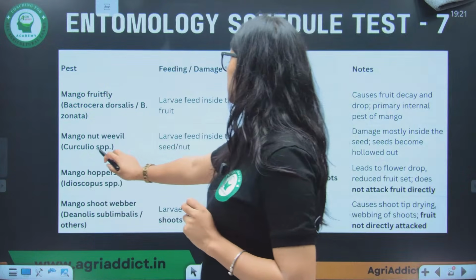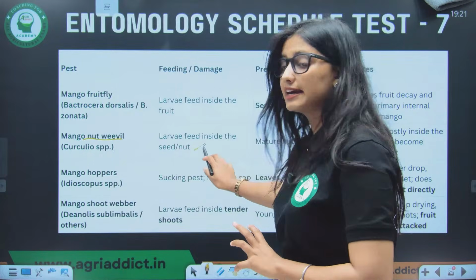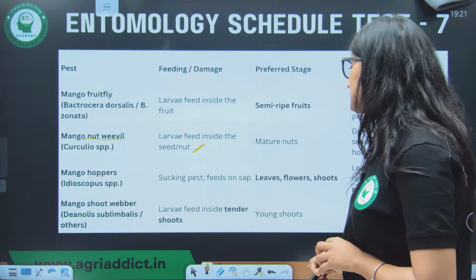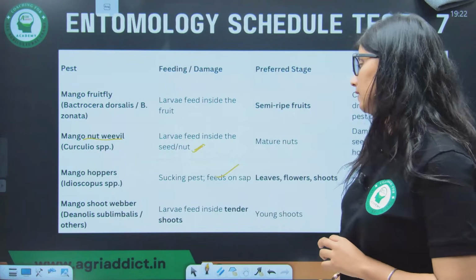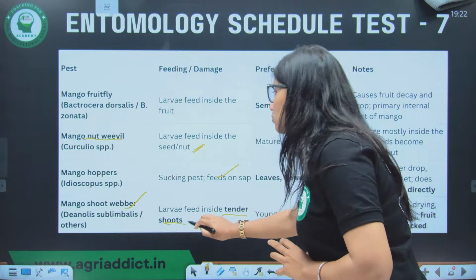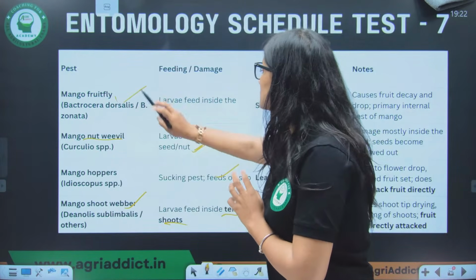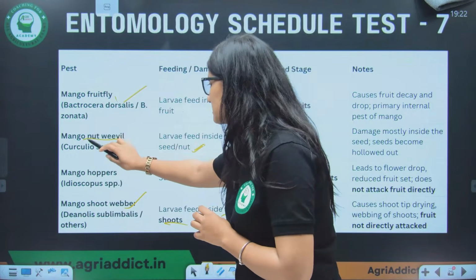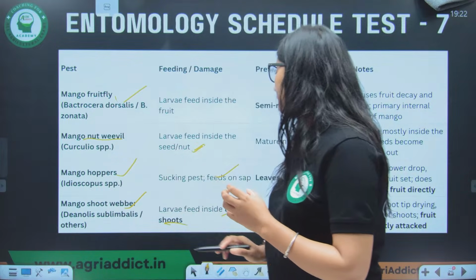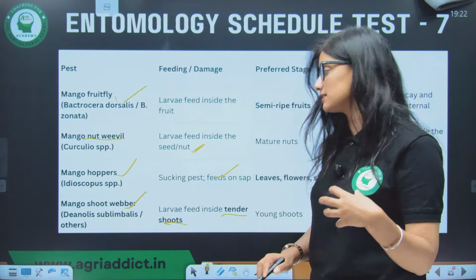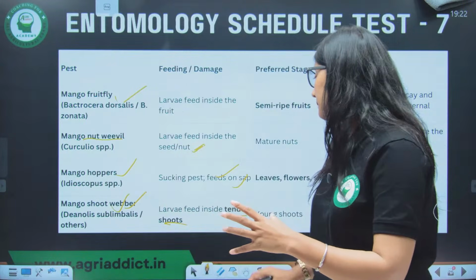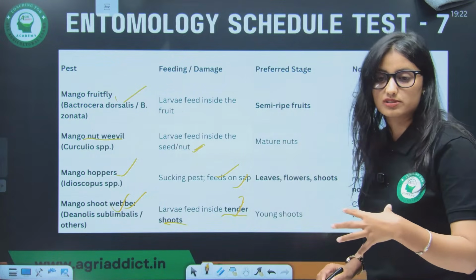So what about this mango nut weevil? Larva feed inside the where? Seed or nut. What about this mango hopper? Sucking pest feeds on sap. And what about mango shoot borer? This is larva inside the tender shoots. You should know where this fruit fly is feeding: inside fruit. Nut weevil, as its name suggests, is feeding inside the nut or seed. What about this mango hopper? Hopper, as we all know, is a sucking pest and it feeds on sap, means leaves, flowers and stalks. What about mango shoot borer? It is on the tender shoot, young shoots. Okay.